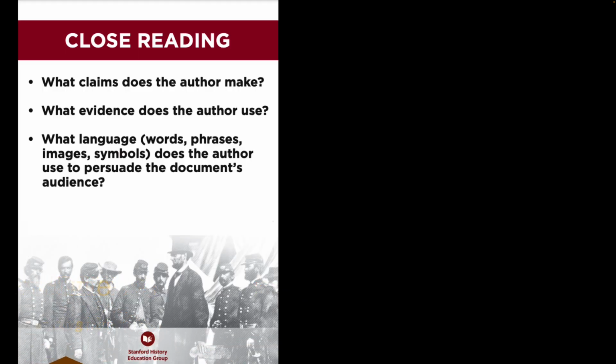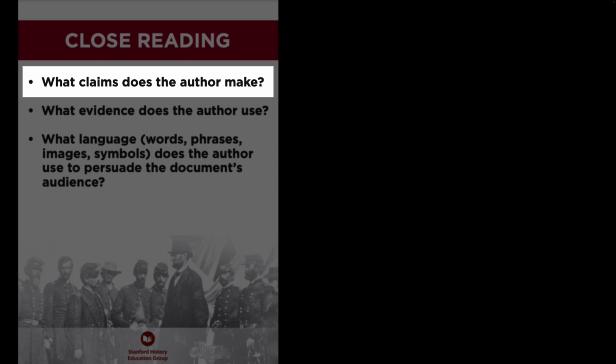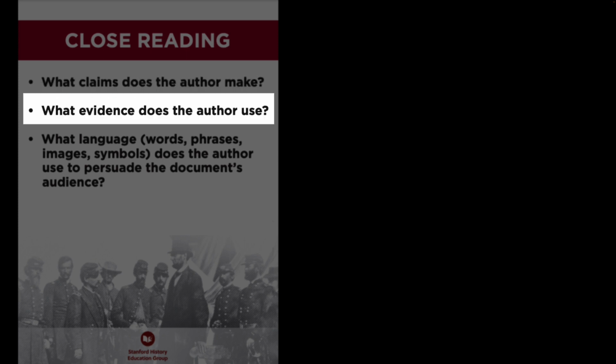And the final step of the SC3 method is 4, close reading. This is when we really go to the mat with the primary source and figure out exactly what it says and how it says it. Questions that you need to answer when you are close reading a document include: what claims does the author make? Is the author making some sort of argument or case or interpretation or observation about the past? What evidence does the author use?